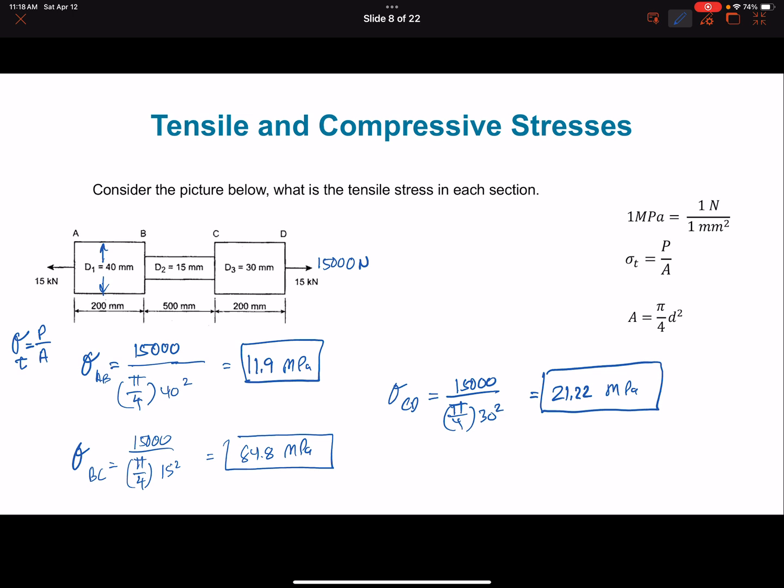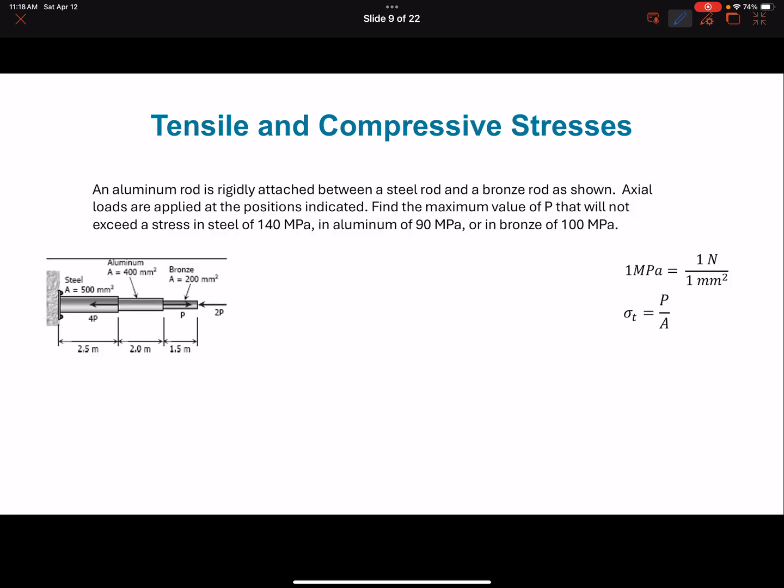No big whoop there. Now we're going to take this principle and we're going to add some forces. So here in this case, it says an aluminum rod is rigidly attached between a steel rod and a bronze rod as shown. Axial loads are applied at the positions indicated. Find the maximum value of P that will not exceed the stress in steel of 140 megapascals, in aluminum of 90 megapascals, or in bronze of 100 megapascals. So what we're doing here is we're looking at each one of these three sections. And we'll start with the bronze section.